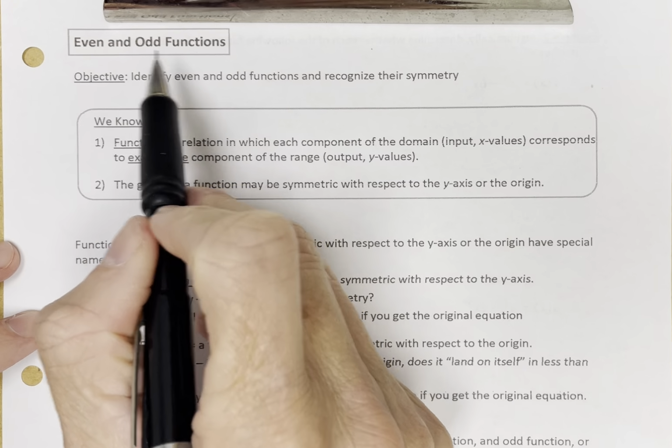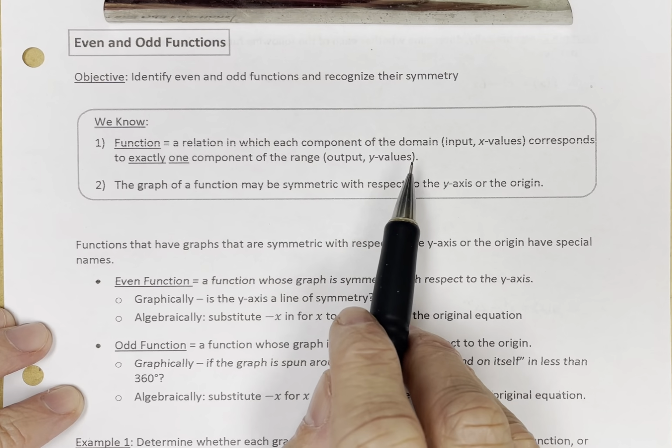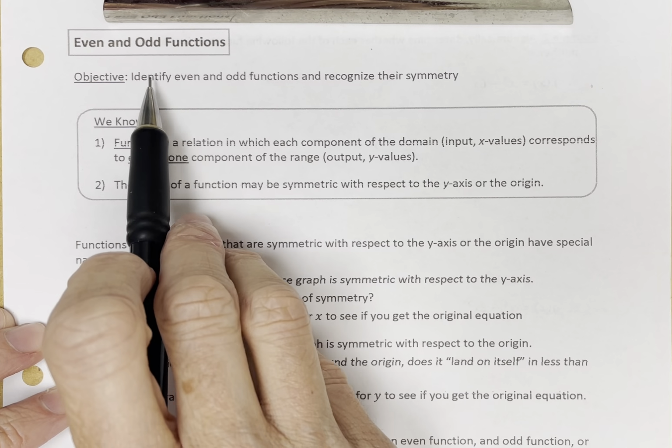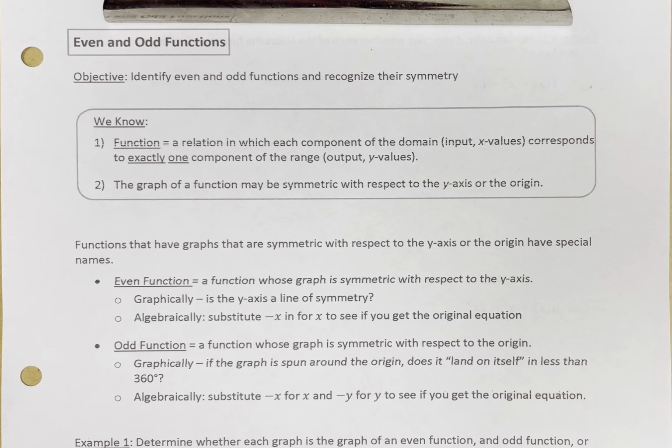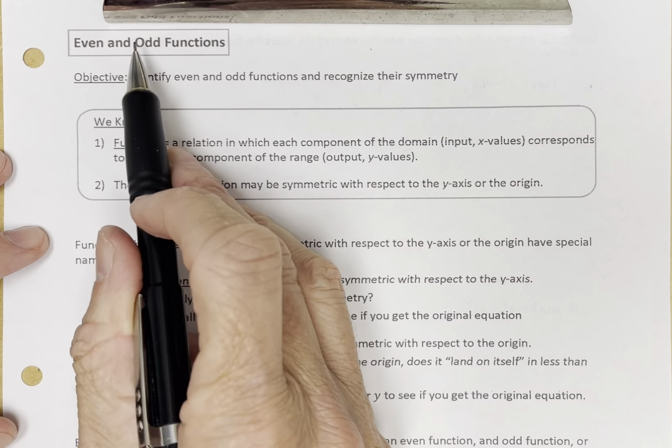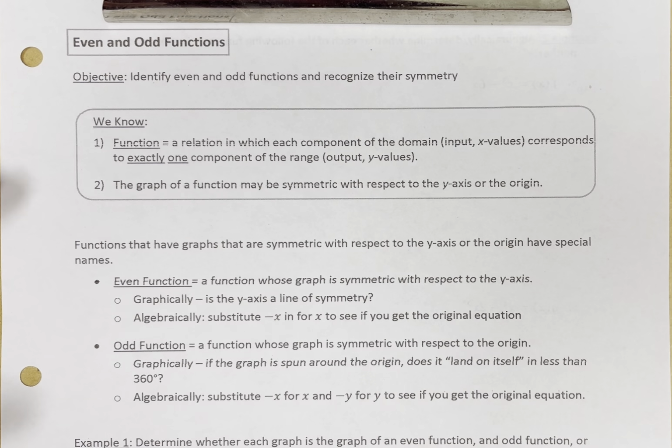Even and odd functions. Our objective for this video: we want to identify even and odd functions and recognize their symmetry. So some functions can be further defined as being even or odd depending upon their symmetry. That's what we're going to do here. Of course, symmetrical functions are going to be reasonably rare. Depends on the function you're working with, but this is another way to further define a function if it happens to have symmetry.